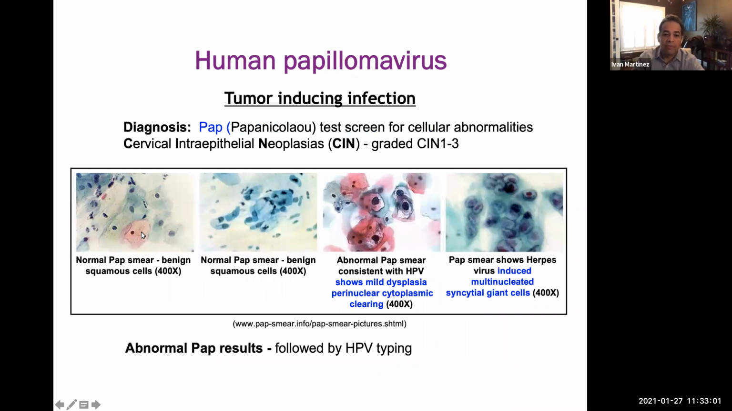This is just a Pap test. You can see a normal Pap test here to the left, and these two are actually normal Pap smears of benign squamous cells. But the moment you start to see this dysplasia, perinuclear cytoplasmic clearings in Pap smears, that's when you realize that it's a viral infection and most likely an HPV infection. And then you start to see these multinucleated syncytial giant cells. That is also evidence of viral infection and potentially transformation in that area.